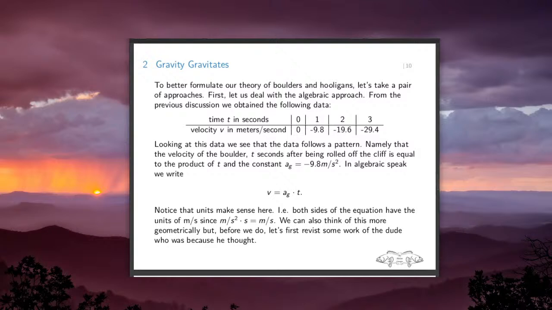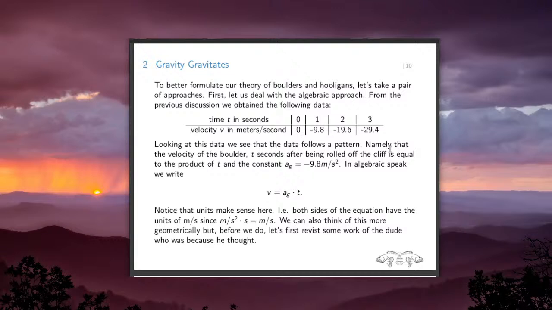Also, we see there's a pattern here, right? It's pretty straightforward if you haven't already seen it. The velocity at any given time is the acceleration of gravity in meters per second squared times the time in seconds. For example, this is just 1 times negative 9.8. This is 2 times negative 9.8, and 3 times negative 9.8, etc., etc.